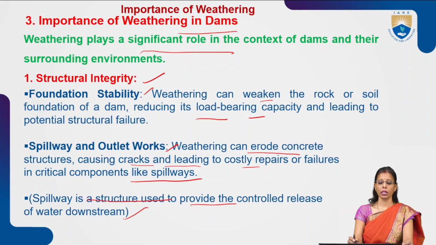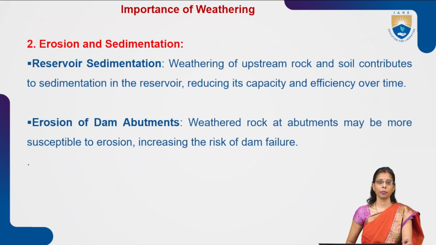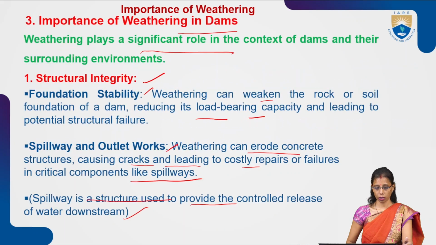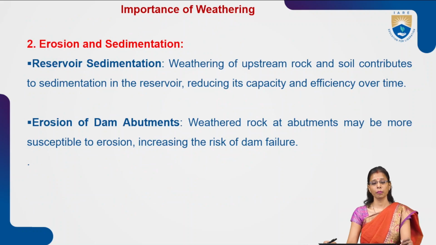So in spillways and outlet works, weathering can erode the concrete structure. Wherever the spillway and outlet works are, due to this weathering process the structure can erode. If this kind of process keeps happening, cracks slowly develop in the structures, which need repair, and the chances of failure will be more, in critical components like spillways. Now, the second thing here is erosion and sedimentation.